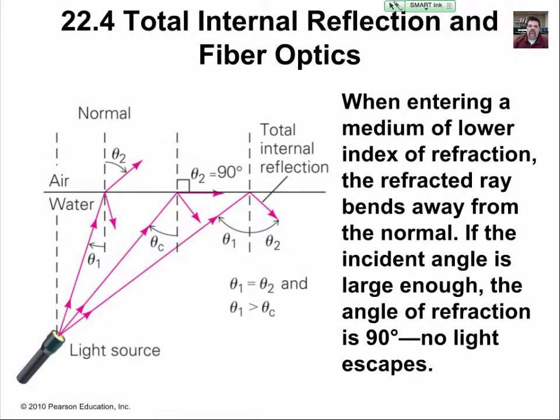So total internal reflection in fiber optics occurs when light enters a medium of lower index of refraction and the refracted ray bends away from the normal. If the incident angle is large enough, the angle of refraction is 90 degrees and no light escapes. So as this light comes in and bends, if the angle is large enough, then all of the light is reflected instead of refracted. And that can occur.